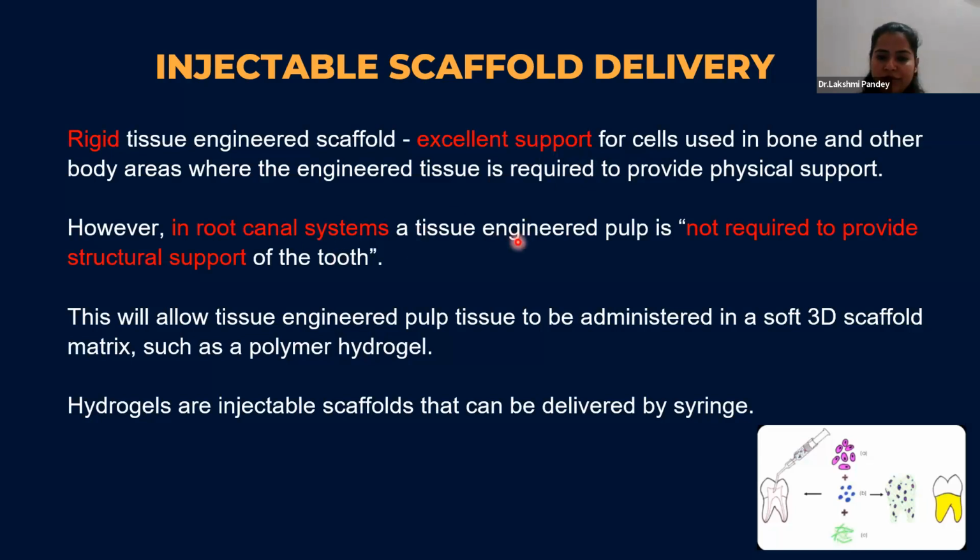In the root canal system, a tissue engineered pulp is not required to provide structural support of the tooth. This will allow tissue engineered pulp tissue to be administered in a soft 3D scaffold matrix such as polymer hydrogels. Hydrogels are injectable scaffolds that can be delivered by syringe. Here, you can see the syringe with which you are placing the scaffold.